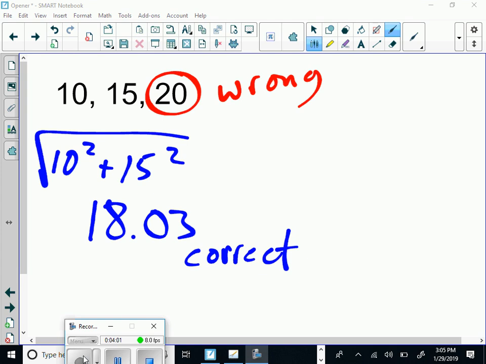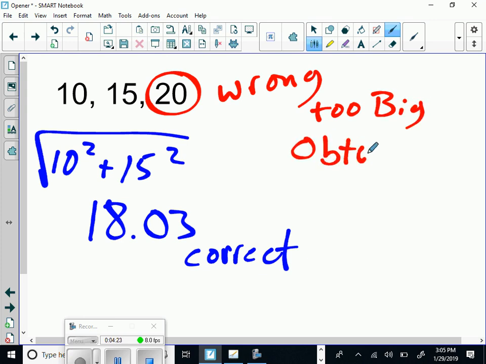Sorry about the bell in the background. Now, we can tell if it's acute or obtuse based on which way it's wrong. Is the 20, the number we were given, too big or too small? In this case, we're comparing it to the 18.03, which means this is too big. And if this number is too big, that means the triangle is obtuse.